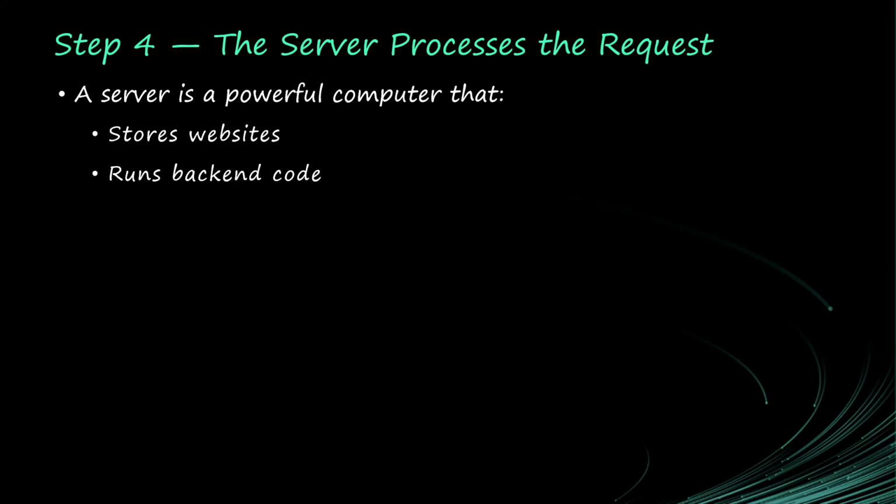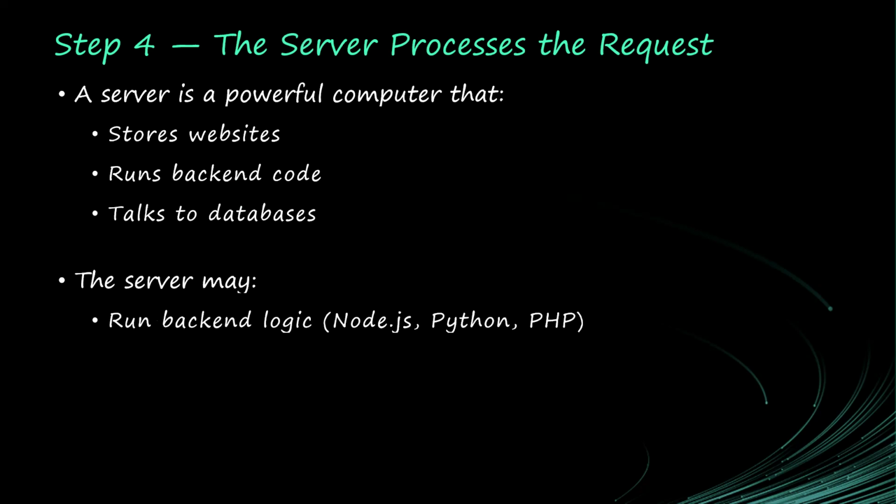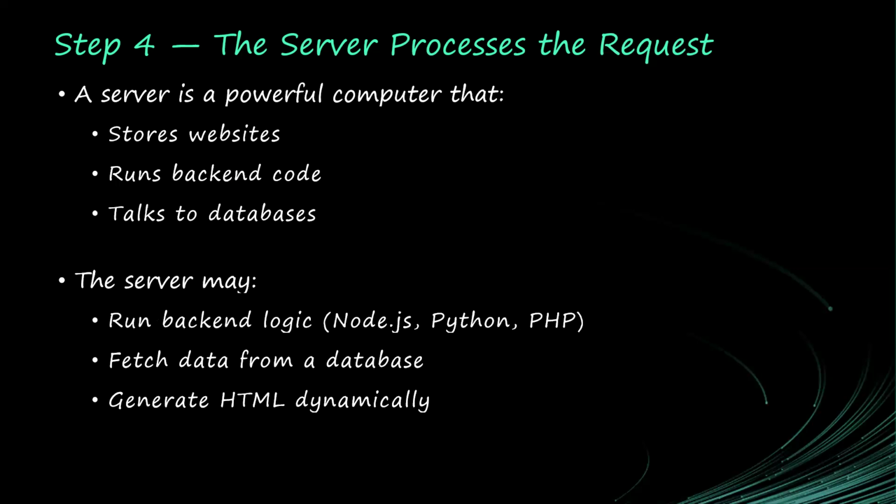It also runs backend code. So now it talks to the database. These are the things the server does. It stores websites, it runs backend code. It also talks to the database to fetch data. Now, the server may run backend logic using Node.js, Python, or PHP, but in this series, we'll be using Node.js. It can fetch data from the database. It can generate HTML dynamically.